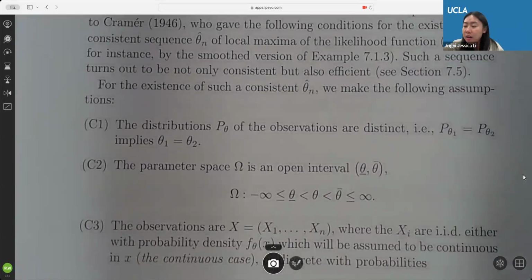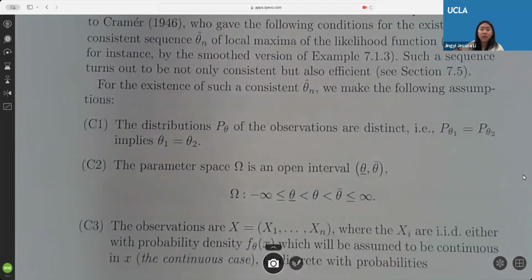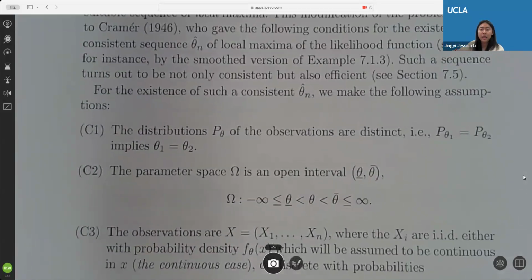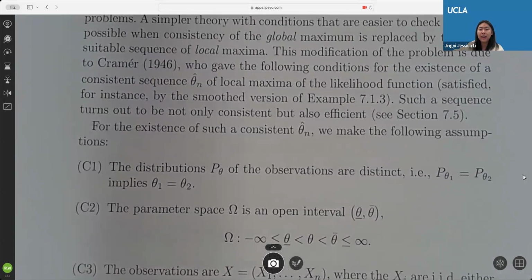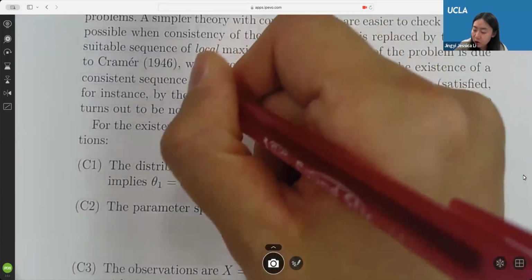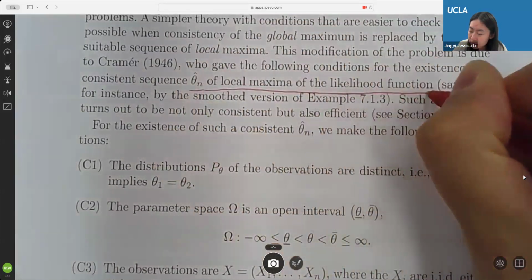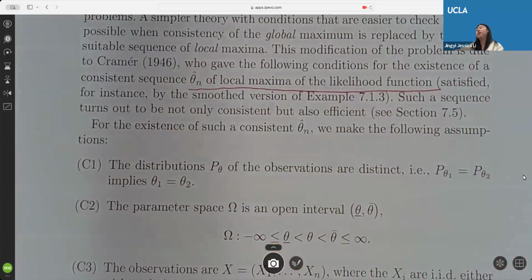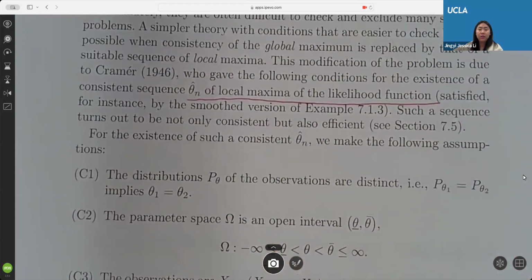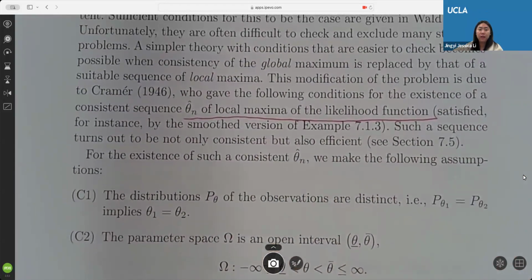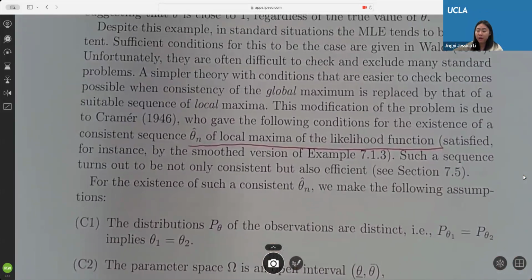So when can we have a consistent MLE? Yeah, and in this case, our discussion is that theta hat n is a local maxima of the likelihood function. So we're not even talking about the global optimum, but a simpler theory. Let me just read this whole paragraph.